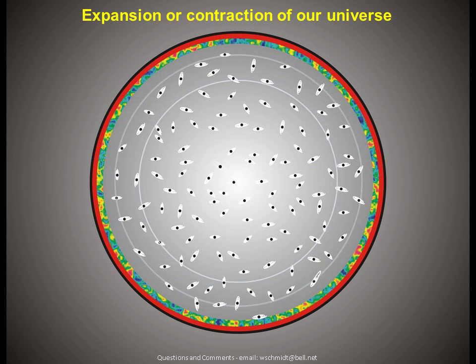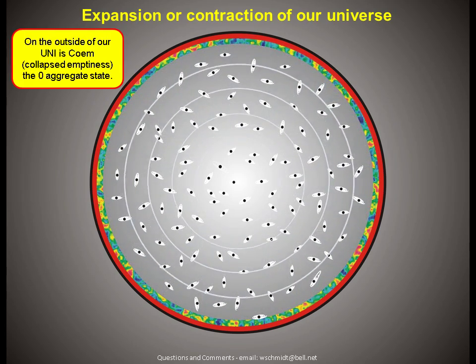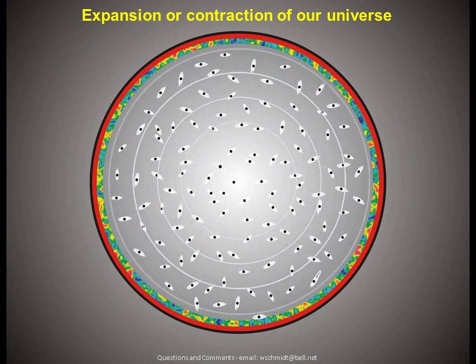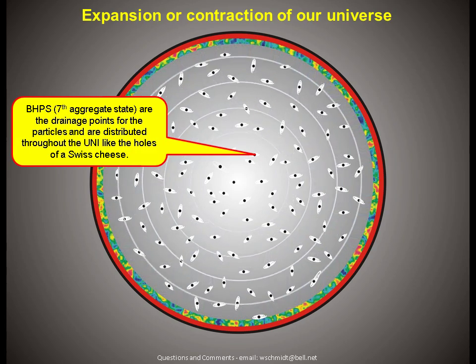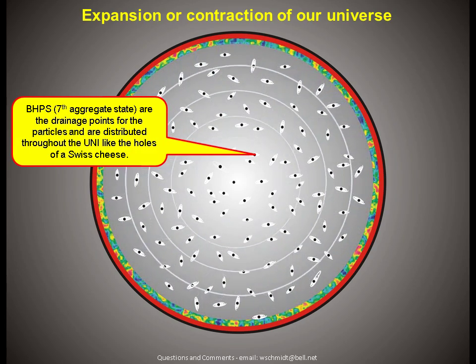Expansion or contraction of our universe. On the outside of our universe is COEM or collapsed emptiness, the zero aggregate state. Black hole point singularities, the 7th aggregate state, are the drainage points for the particles, and are distributed throughout the universe like the holes of a Swiss cheese.